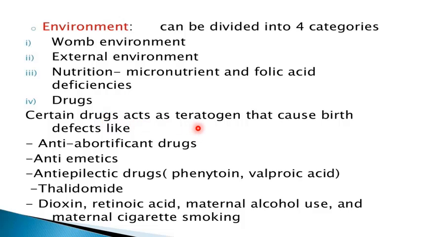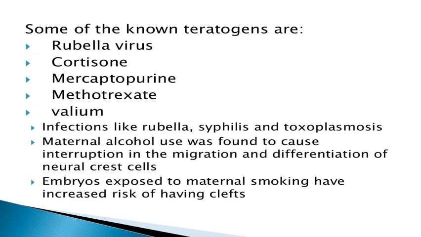Certain drugs act as teratogens that cause a birth defect: the anti-abortifacient drugs, the anti-emetic drugs, the anti-epileptic drugs, especially phenytoin, digoxin and retinoic acid. Some specific teratogens associated with cleft lip and palate are the rubella virus infection, and taking these drugs during pregnancy: cortisone, mercaptopurine, methotrexate, and Valium. Also, alcohol consumption and cigarette smoking are associated with facial clefting.